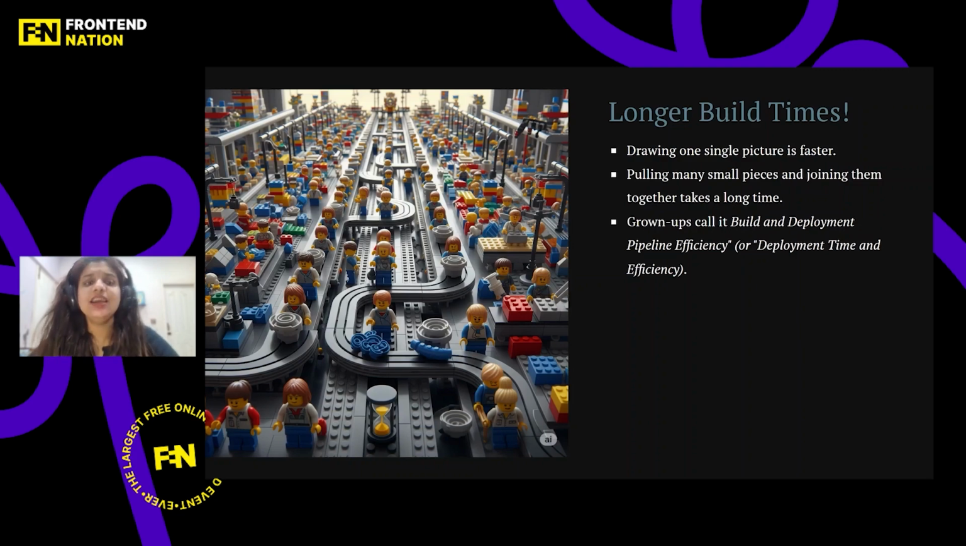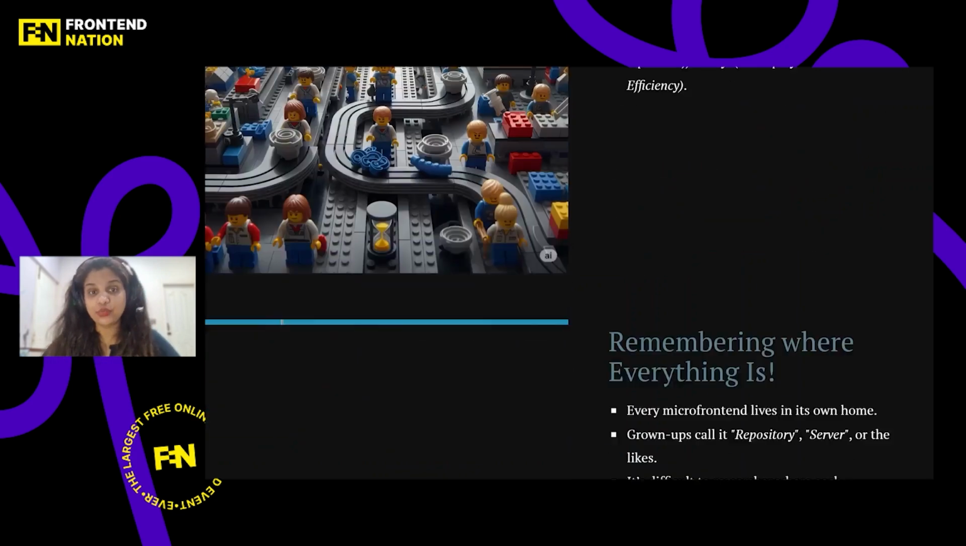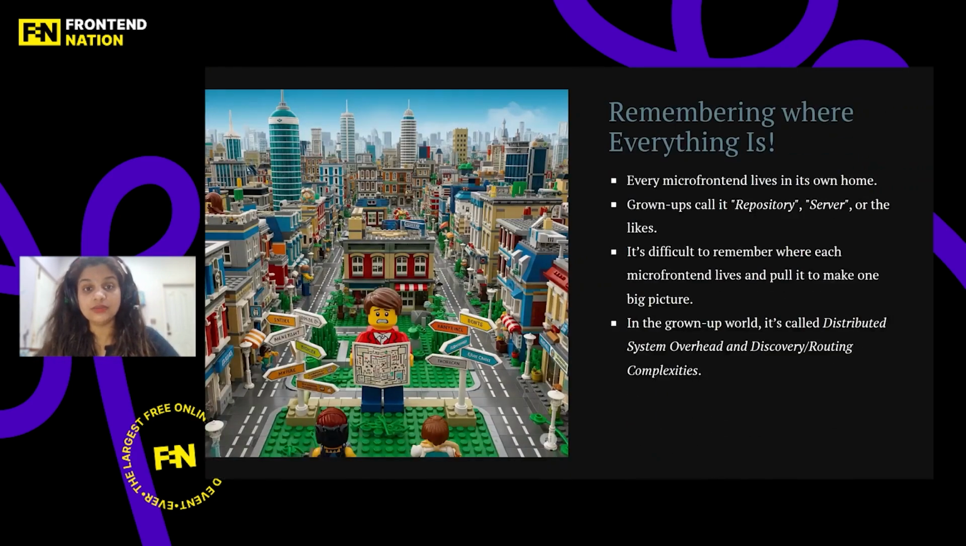And finally, imagine trying to find one specific drawing among all of your friends' individual papers. It can get a bit confusing remembering where everything is, because each small drawing, or each small micro front end, has its own code base and its own place that we can call a repository or a server. This big picture, or the final website, needs to know where each small drawing lives to put them all together.